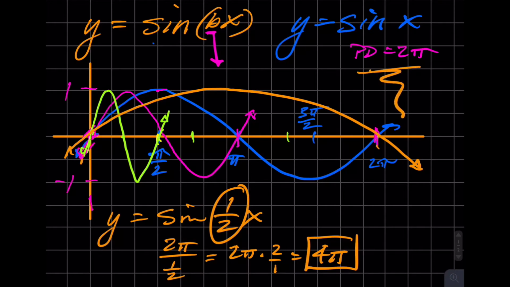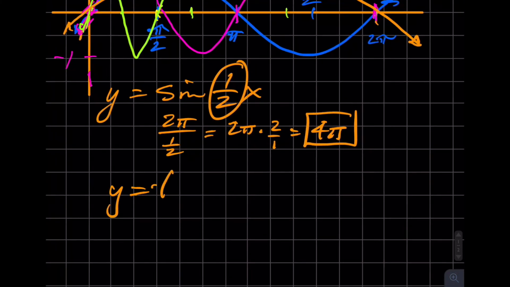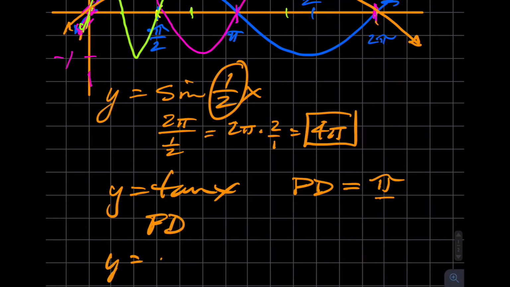Now, how is that changed when we talk about tangent and cotangent? The original period of the parent function y equals tangent x is pi. So the calculation is exactly the same, except we don't have the same initial period. So the period of the tangent function, and consequently the period of the cotangent function, is calculated as pi over the b value. And it works the same way.